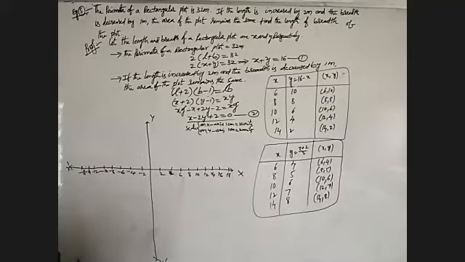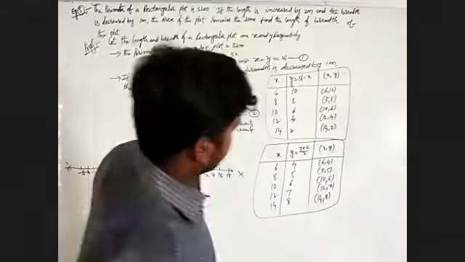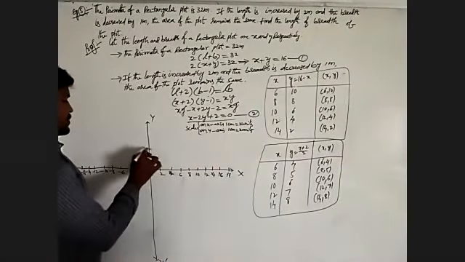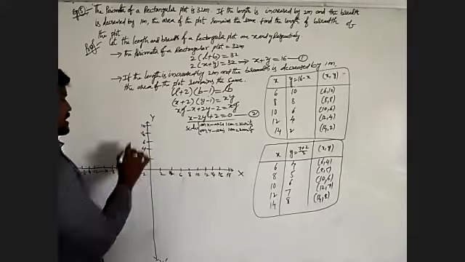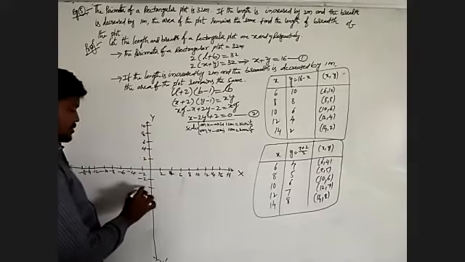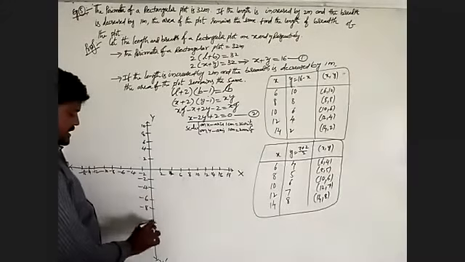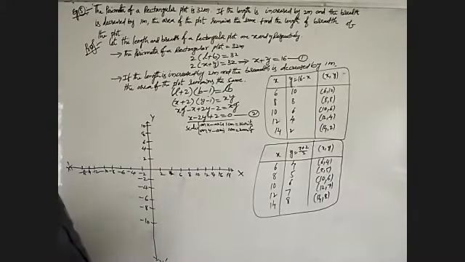Now we take the values of the y-axis. In the y-axis, the highest value considered is 10. So we take 2, 4, 6, 8, 10, and after that minus 2, minus 4, minus 6, minus 8, minus 10. Now we plot the graph for the given points.